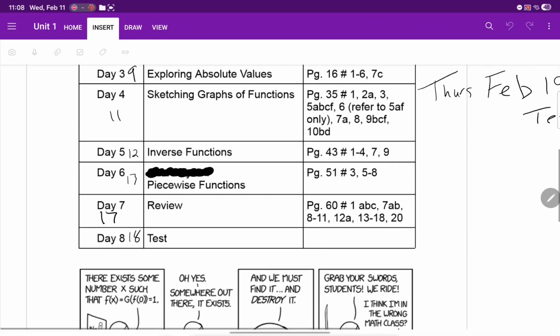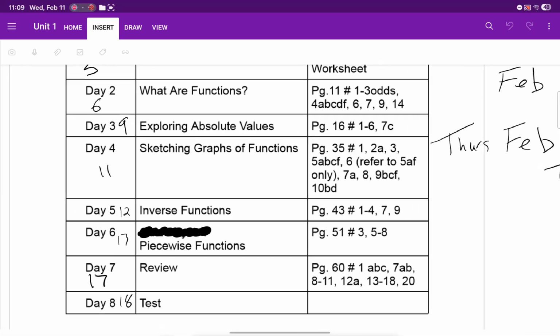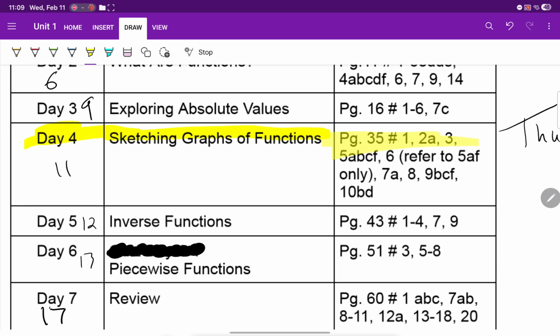Our test is next Thursday, February 19th. There you go. And today's homework that I want you to work on right now is day 4, sketching graphs. These questions right here. Day 5, inverse functions. These questions right here.